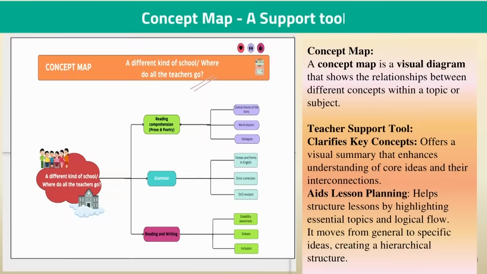What is a concept map? A concept map is a visual organizer that outlines the relationship between different topics within a subject. It helps in clarifying key concepts and enhancing understanding, structuring lessons logically from general ideas to specific details, promoting hierarchical learning where foundational knowledge supports complex concepts. What are the benefits of this concept map? It streamlines lesson planning, serves as a visual aid during instruction, and encourages cognitive connections among topics.